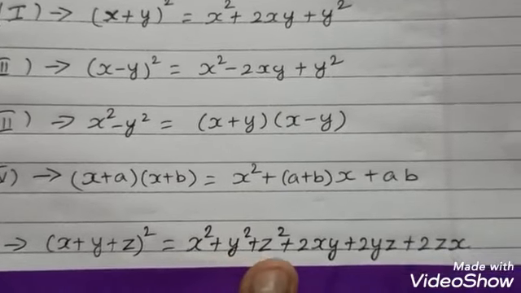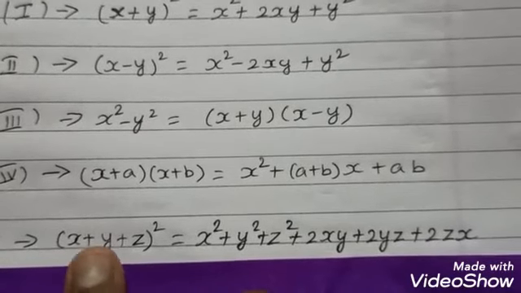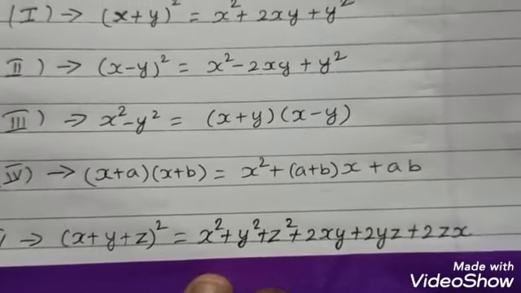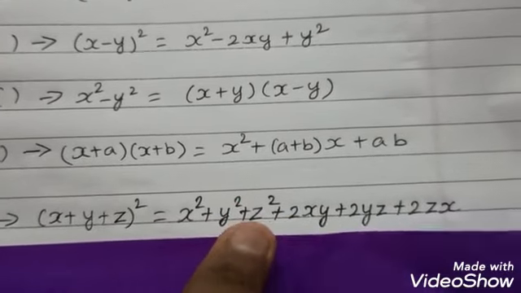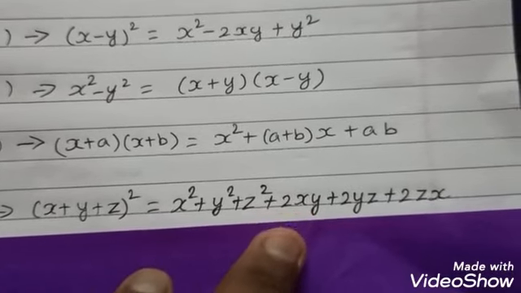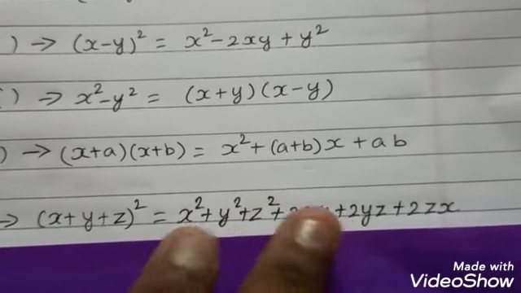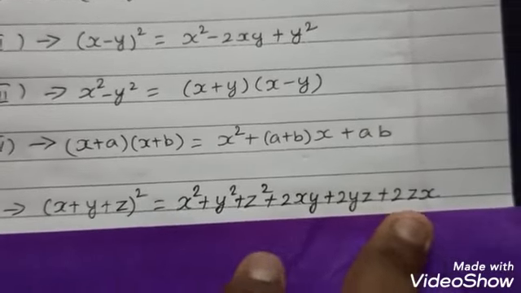So you have to learn this identity, because when you multiply these terms two times, you get 2xy, that means xy plus xy, and then yz plus zy, and then zx plus xz. Because of the two combinations, 2xy, 2yz, 2zx happen.